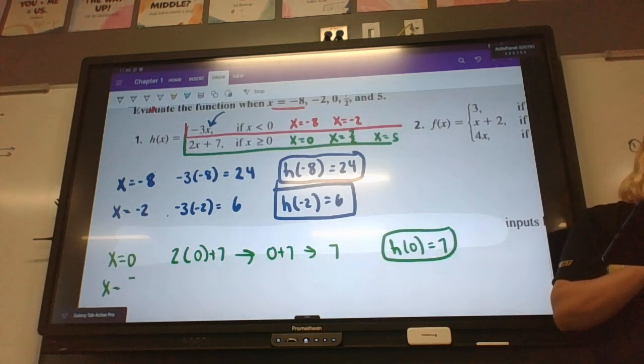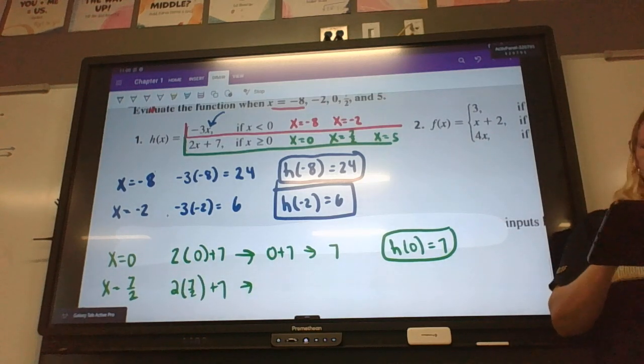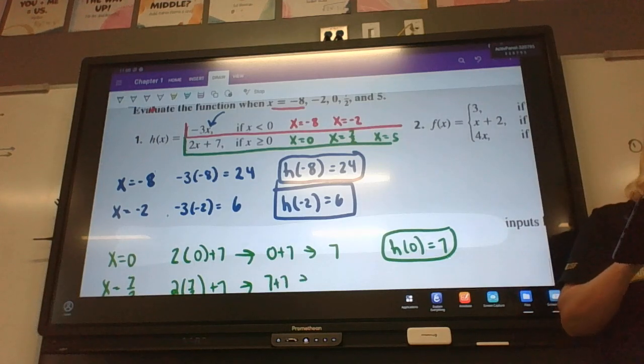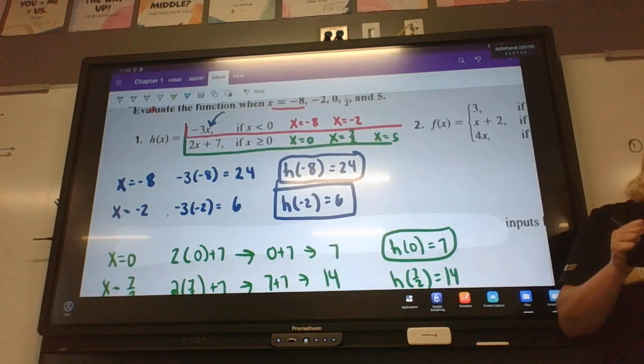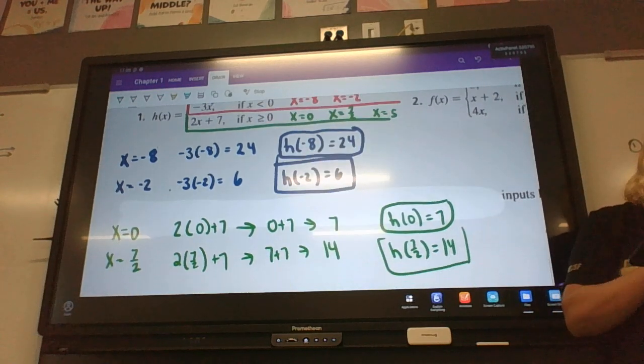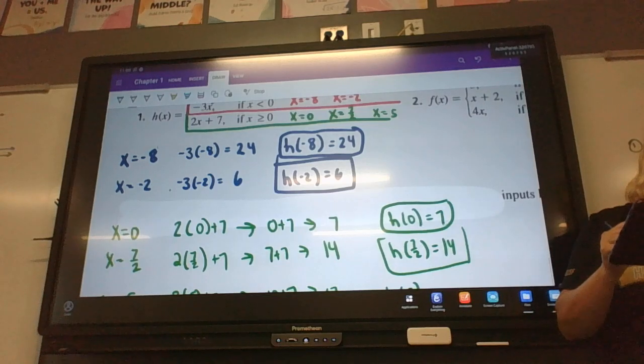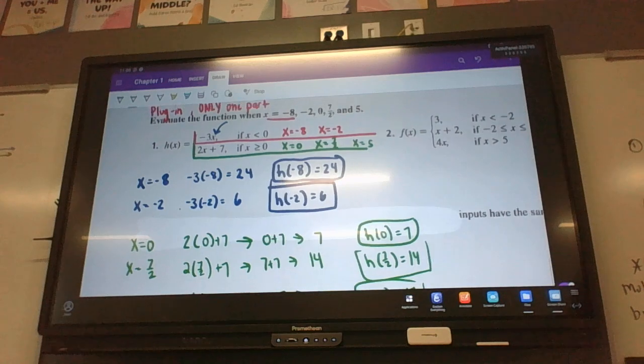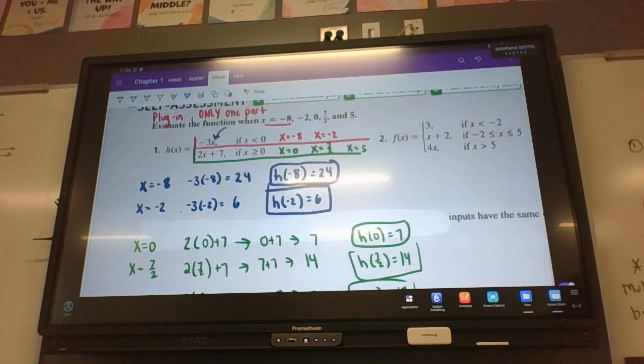And then I'll do 7 over 2. I'm going to use a calculator. I hate fractions. Just kidding. I love them. I got 14. H of 7 over 2 is 14. And last, 5: 2 times 5 plus 7 is 10 plus 7 is 17. H of 5 is 17. And I evaluated it 5 times, and I used the correct parameters according to the if statement.